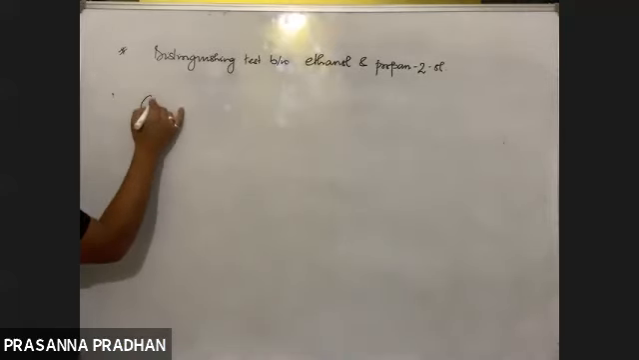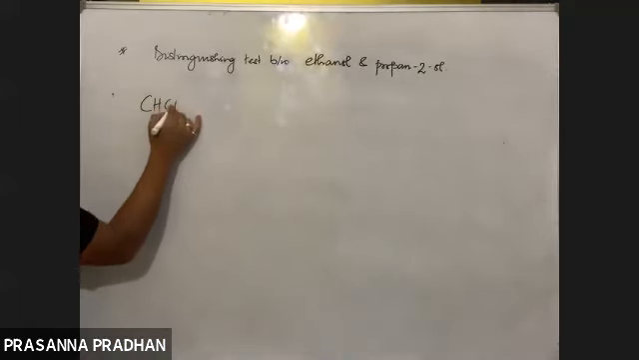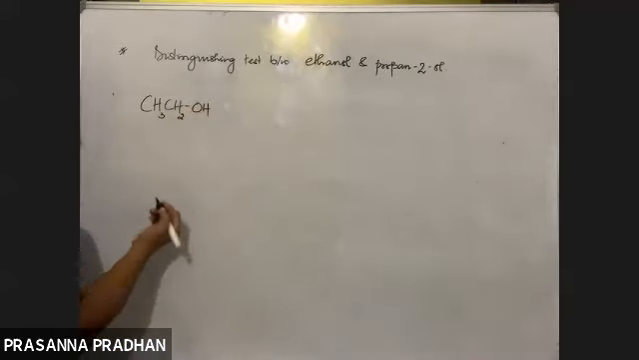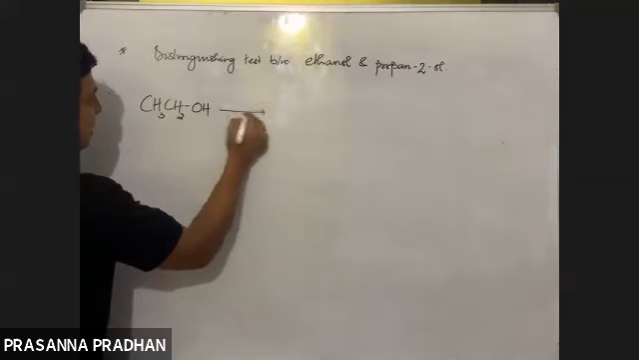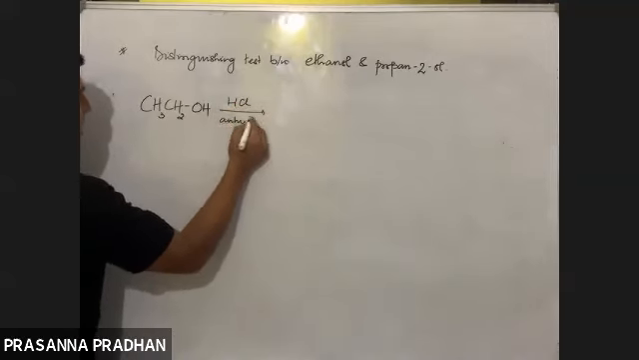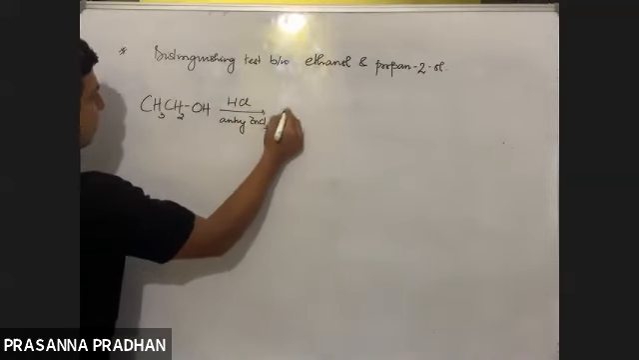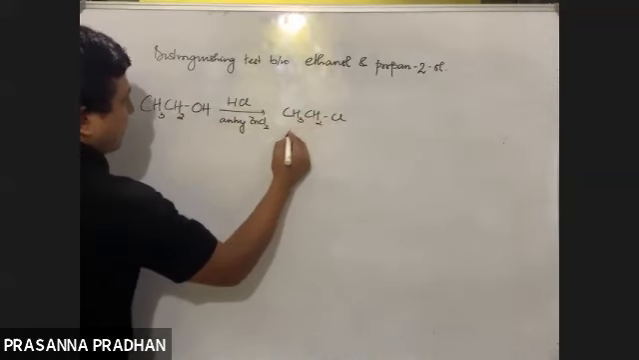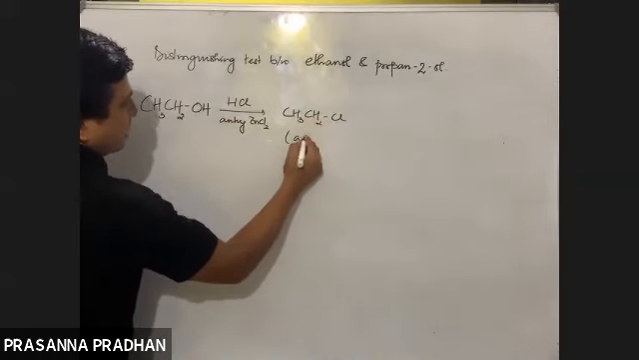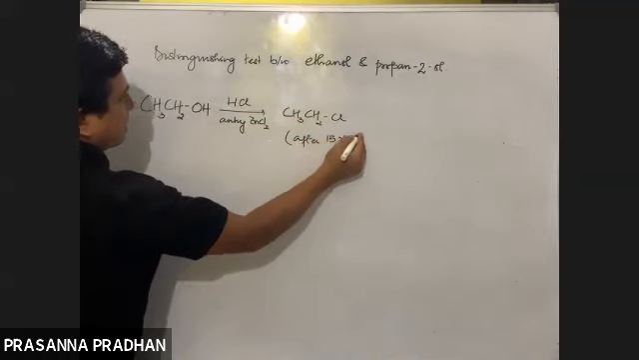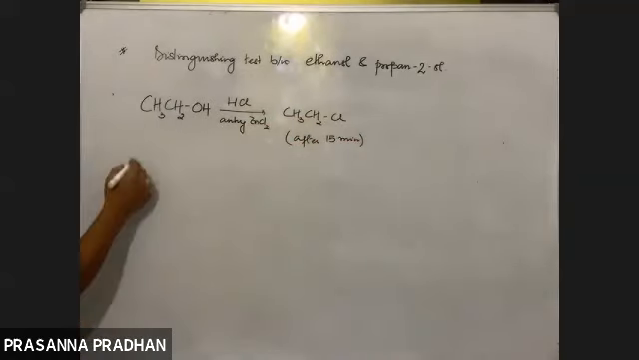Yes, number one is a primary alcohol. Lucas test. Yes, so this will react with HCl and anhydrous ZnCl2 to form CH3CH2Cl. And the reaction takes place after how many minutes? 15 minutes. So the reaction occurs after 15 minutes.